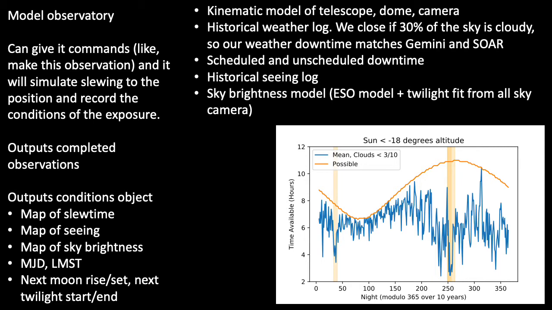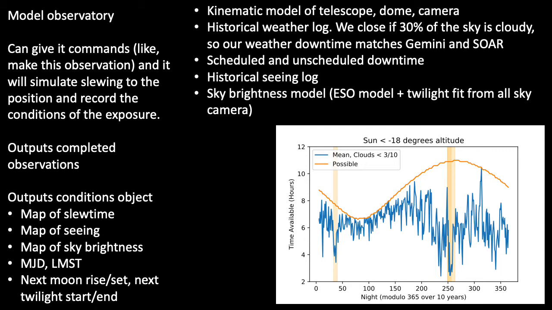And our sky brightness model is from ESO, plus we've added on a twilight model for twilight time, which we define as any time between the sun at -12 and between -12 and -18 degrees altitude. And there on the lower right, you can see the results of this model.